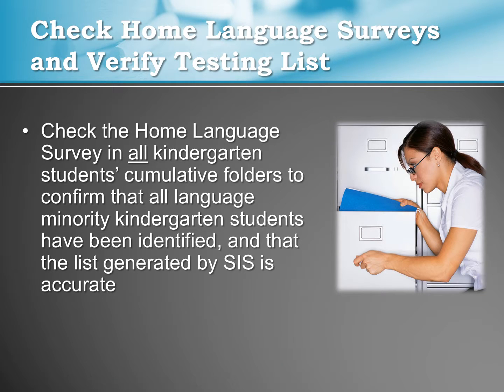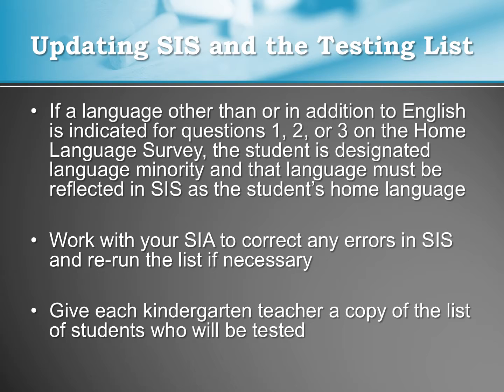In addition to creating this list, check the Home Language Survey in all kindergarten students' cumulative folders to confirm that all language minority kindergarten students have been correctly identified, and that you have an accurate list of kindergarten students to be tested. If a language other than or in addition to English is indicated for questions 1, 2, or 3 on the Home Language Survey, the student is designated language minority, and that language must be reflected in SIS as the student's home language. Please work with your SIA to correct any errors in SIS and rerun the list of students being assessed if necessary.